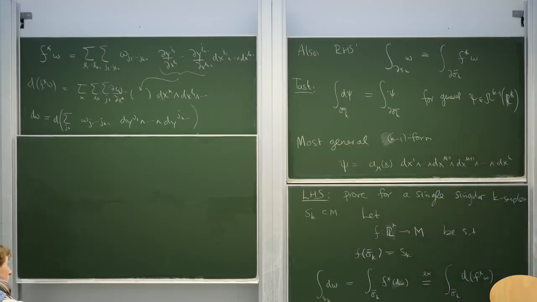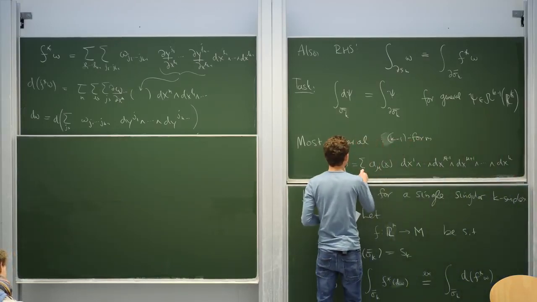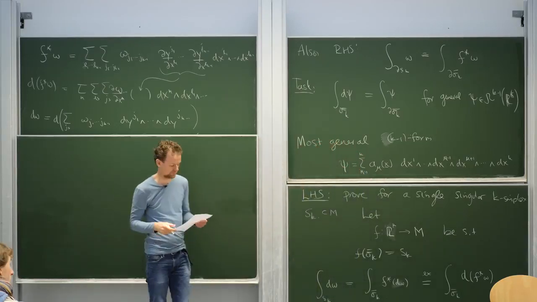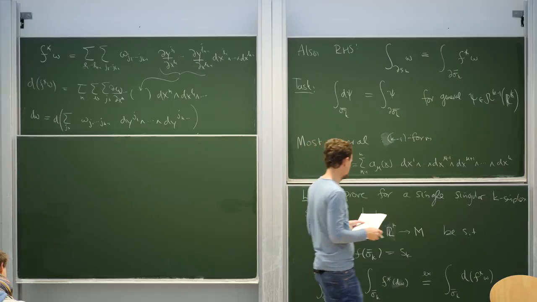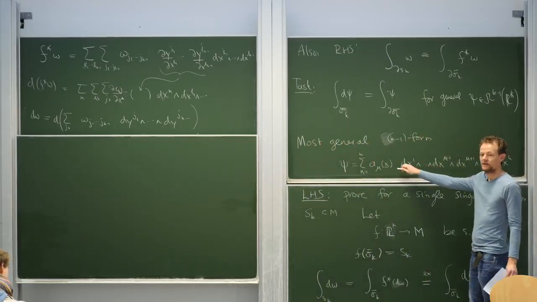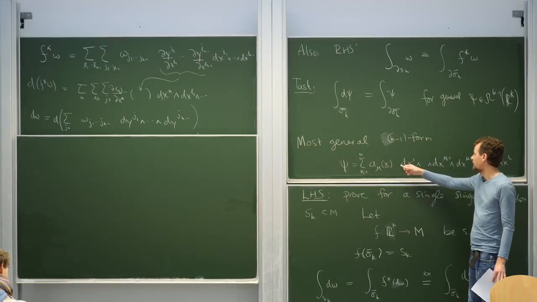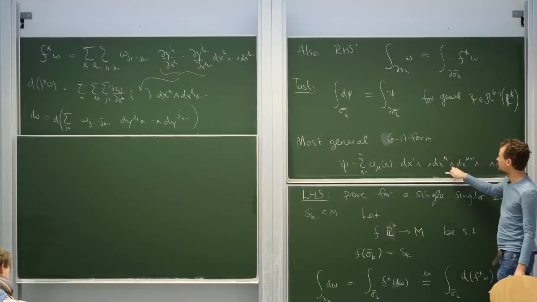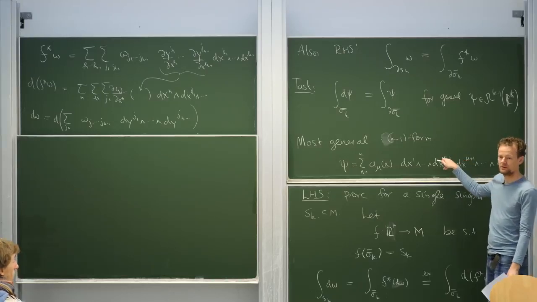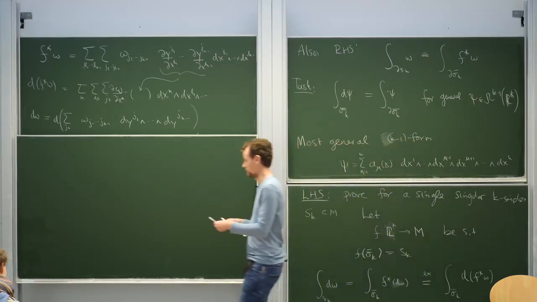That's what the most general k minus 1 form looks like on R to the k. Don't get much more general than that. This is the coordinate basis. The space of k minus 1 forms is k-dimensional and is spanned by wedging all of the coordinates except for one. And that's what's happening here. We're missing out the mu-th coordinate 1-form. So that's the most general possible k minus 1 form.